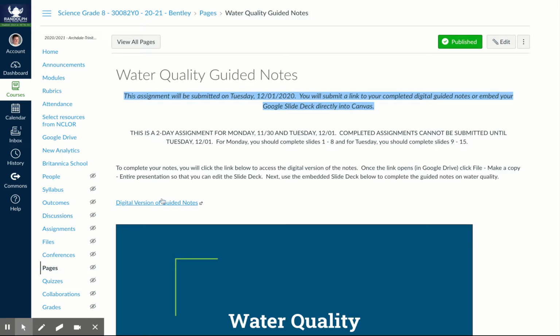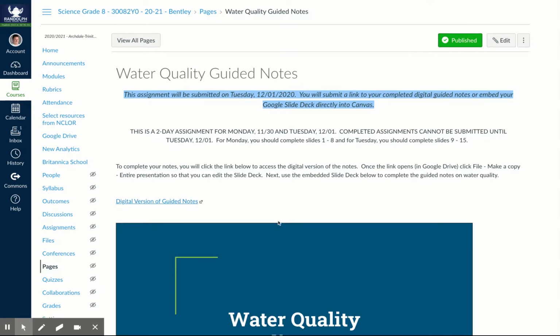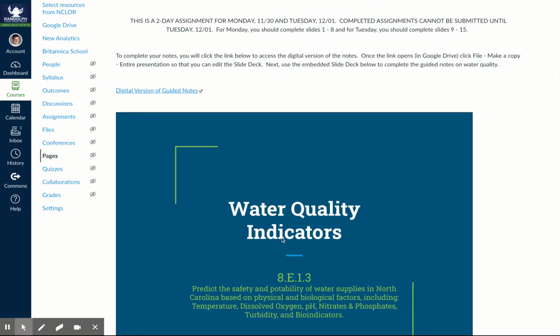You have a digital version of the notes. When you click on this link right here, it's going to take you to Google Drive. You will do File, make a copy, entire presentation, and then you can edit your guided note sheet that way. The notes that you're going to take are going to come from this Google slide deck here. And so I've got on the note sheet that you're going to fill in, there's orange text boxes that say type here. You'll just delete the type here and you'll type your answer or that blank, that note in that section.